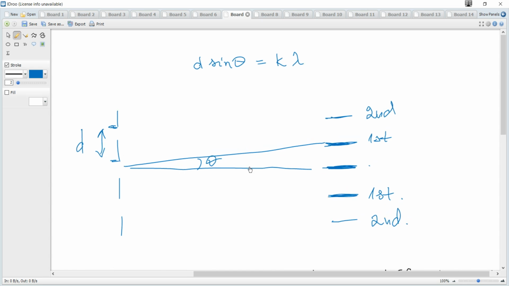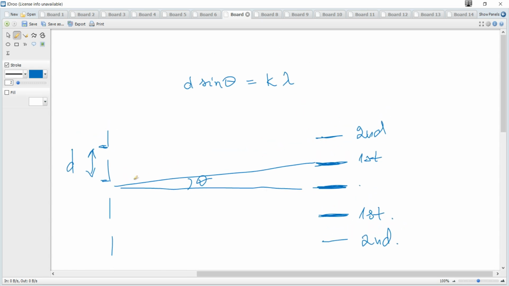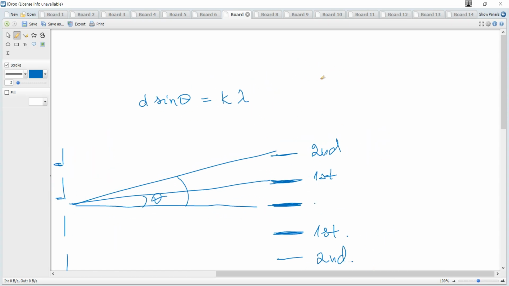But now if we try to calculate the angular position theta for the second, the equation becomes d sine theta is equal to 2 lambda, and sine theta is 2 lambda over d. Now when k is 2 there are no solutions, and we should make some changes so that we get a solution. And what changes can be made?